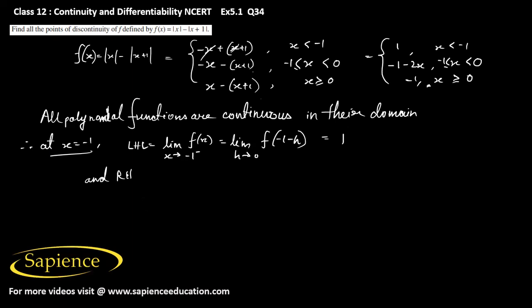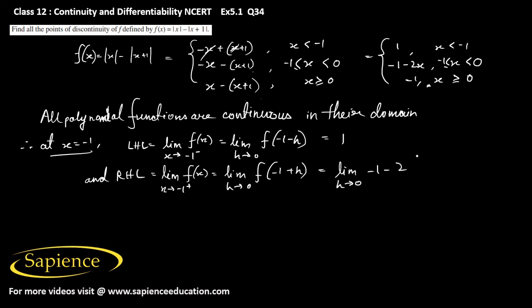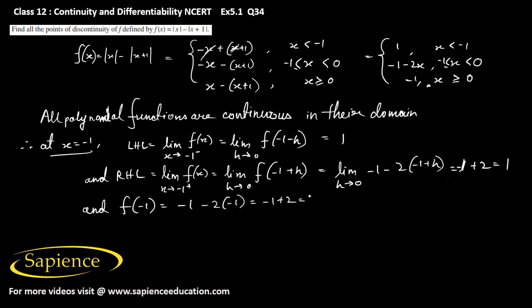And right hand limit of the function at x equal to minus 1, that is limit x tends to minus 1 plus f of x, that is equal to limit h tends to 0 f of minus 1 plus h. So when it is slightly more than minus 1, we have to use this definition, that will be limit h tends to 0 minus 1 minus 2 into minus 1 plus h. So here if I put h equal to 0 here, this will be minus 1 plus 2, that is equal to 1. And f of minus 1, that is also equal to minus 1 minus 2 into minus 1, that is minus 1 plus 2, that is equal to 1.